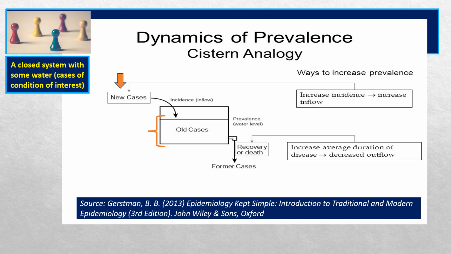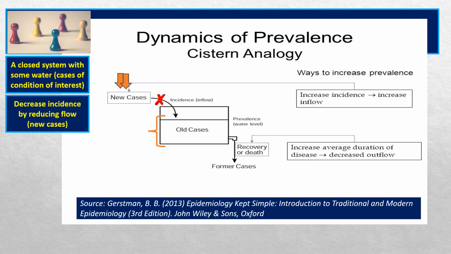So how does the cistern analogy relate to the epidemiological concept of incidence and prevalence? If you open the faucet wider, what is going to happen is that you're going to have more water flowing into the cistern. This represents an increase in the number of new cases, or incidence, of the disease in the population. This could be due to various factors such as, say, a disease outbreak or an increase in the risk factors for the disease of interest in the population.